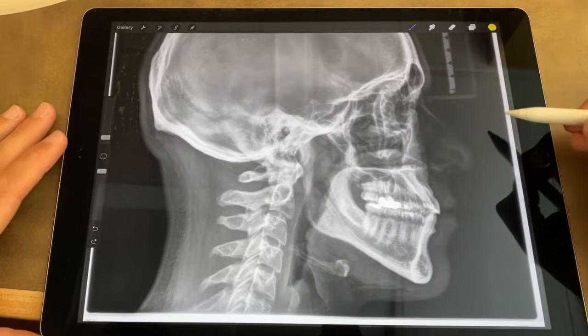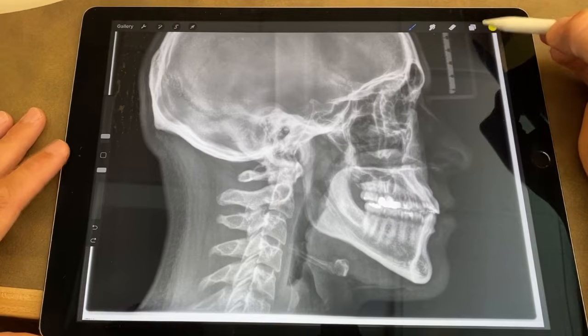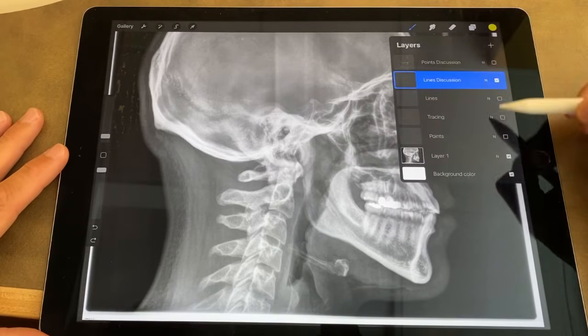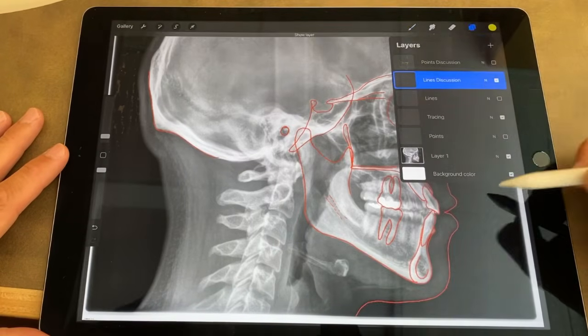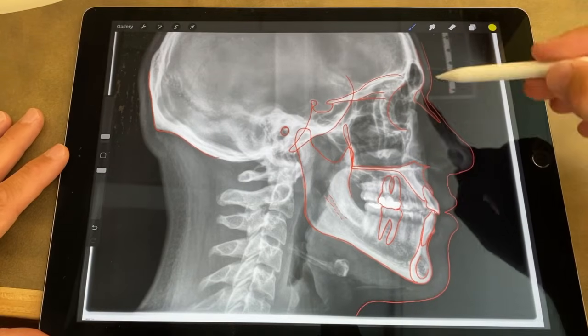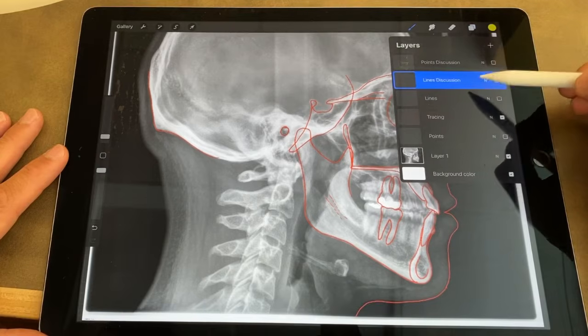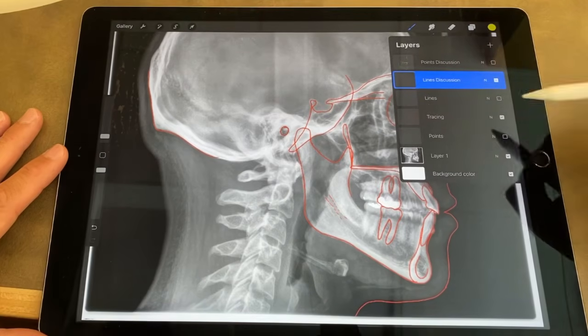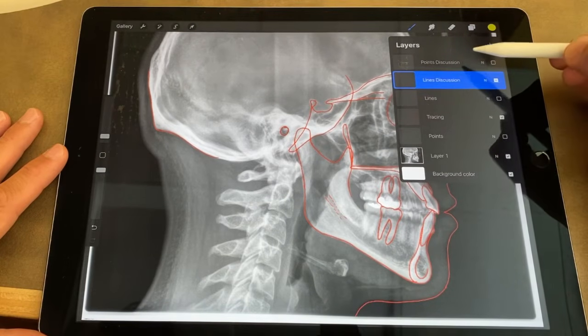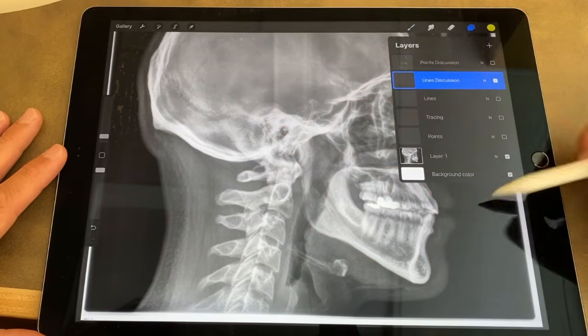All right, so we are looking here up close at my lateral ceph. Now I've gone ahead and I've traced the whole thing here. You can see if I add that tracing, I've traced the soft tissue, the skeletal portions, and the teeth. Now what I want to do is go through and trace everything with you so that we can teach you how to properly do the tracing. So I'll go ahead and unmark that there.